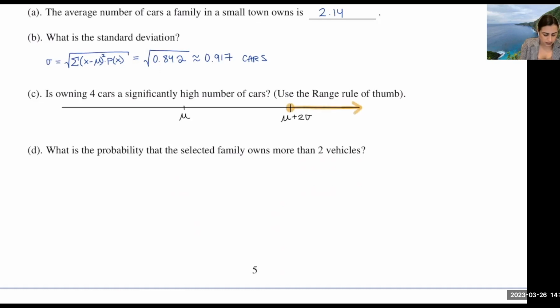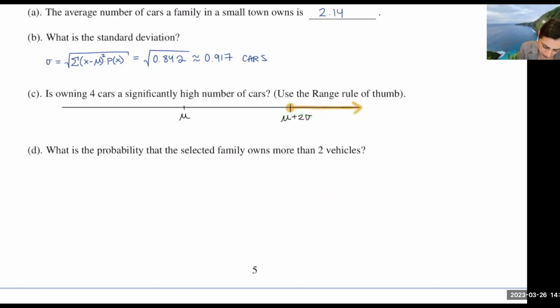Okay, so again, this is any value here. All right, well, let's go ahead and calculate. Let's figure out what this value is and then see if 4 is greater than that value, right? Because if 4 is greater than this value here, then we'll know that 4 is considered to be significantly high. But if 4 is less than this value, then we'll know it's not significantly high.